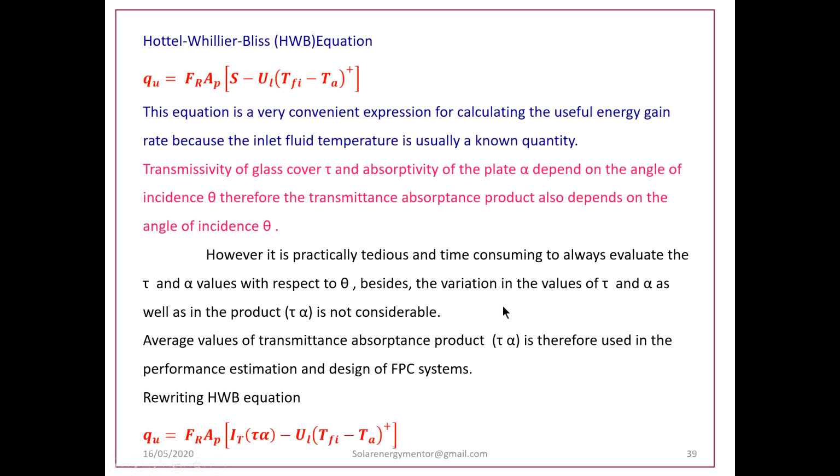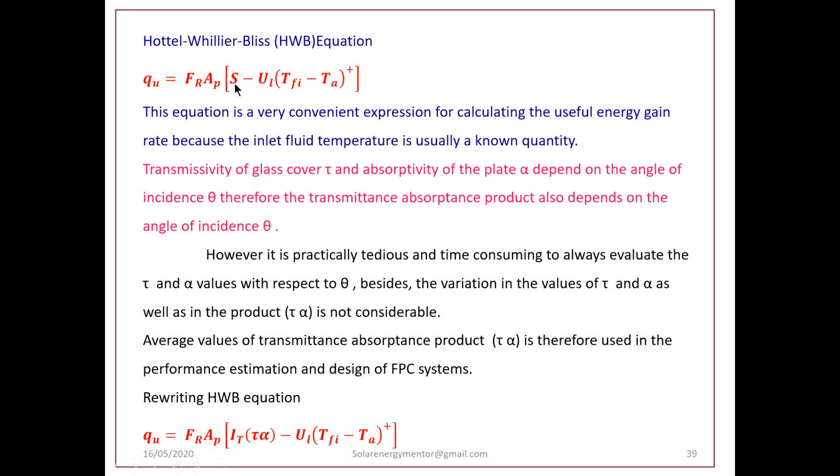Okay, so the variation in the values of tau and alpha, as well as in the product tau alpha, the transmitter's absorptance product, is not considerable. So again, the variation is not considerable. Therefore the practice is that average values of the transmitter's absorptance product tau alpha are used in the performance estimation of FPC systems. So if we rewrite this equation, the HWB equation, why has this discussion appeared here?